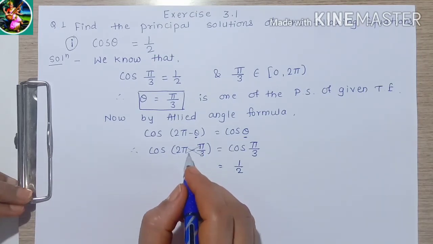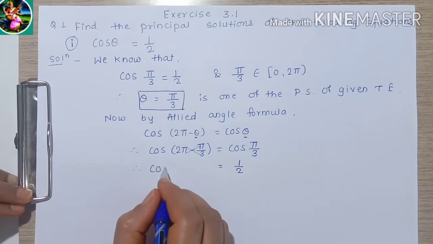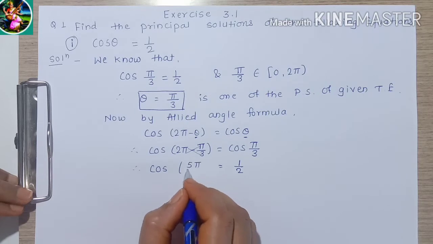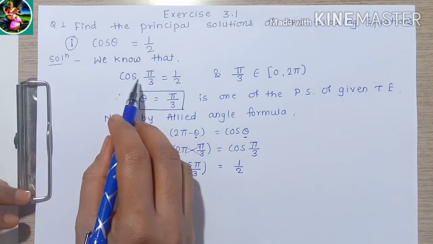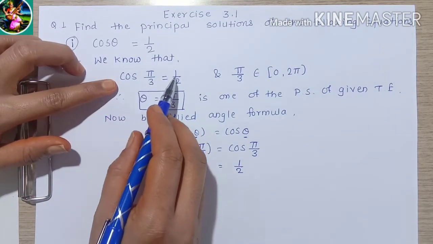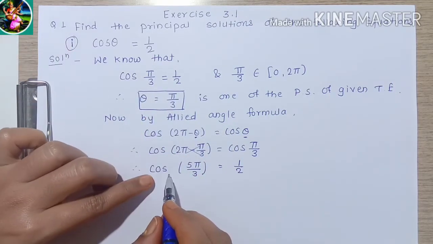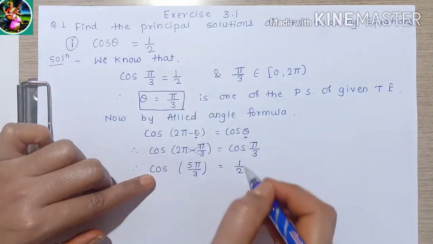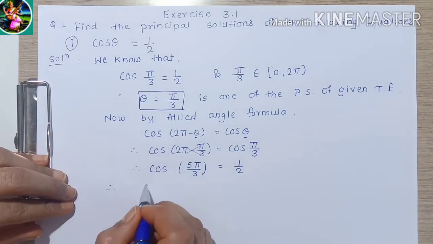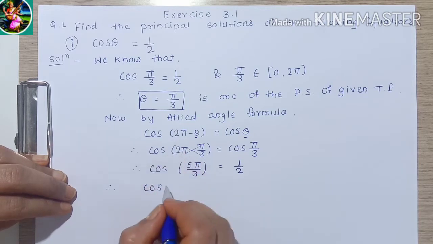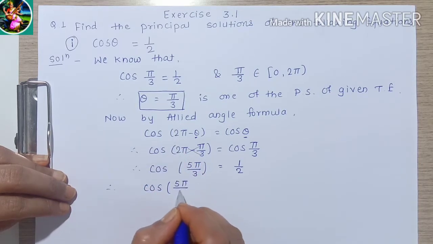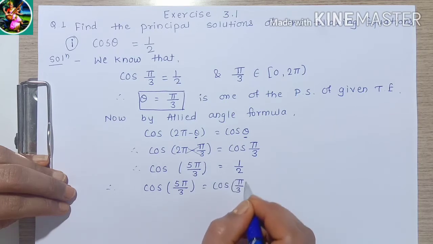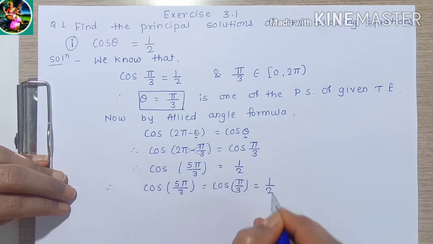And here we take cross product. Therefore, cos of 6 pi minus pi, that is 5 pi by 3. From the equation, cos of pi by 3 is equal to 1 upon 2, and here we get cos of 5 pi by 3 is 1 upon 2. Their right sides are equal. Therefore, here we write cos of 5 pi by 3 is equal to cos of pi by 3 is equal to 1 upon 2.